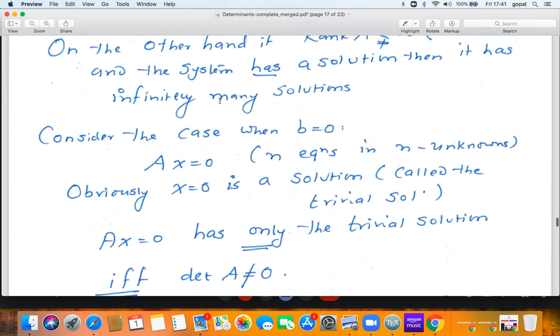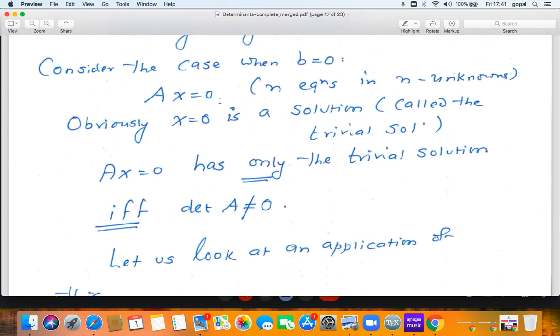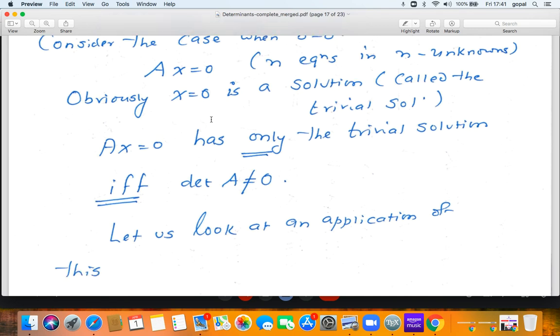So in the case when b is 0, we know that Ax equal to 0 certainly has a solution called the trivial solution or the 0 solution. Now, when will it have only the trivial solution, the unique solution, and that solution will be 0? That will happen if the determinant is not 0. The rank is n, or the determinant is not 0. If the determinant is 0, then besides the trivial solution, it will have a non-zero solution also. So this is something that you should keep in mind in what follows.